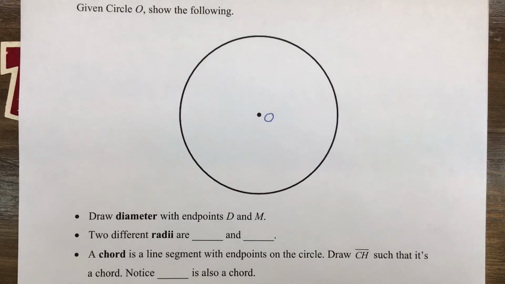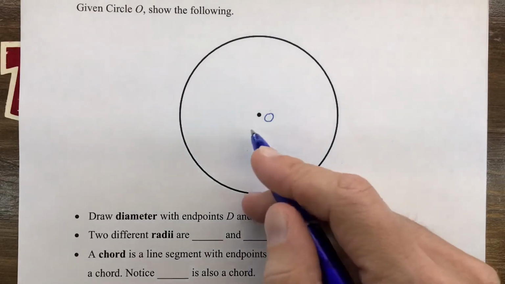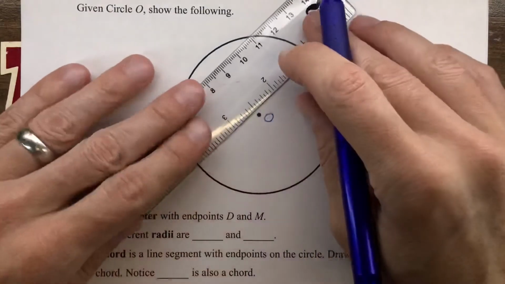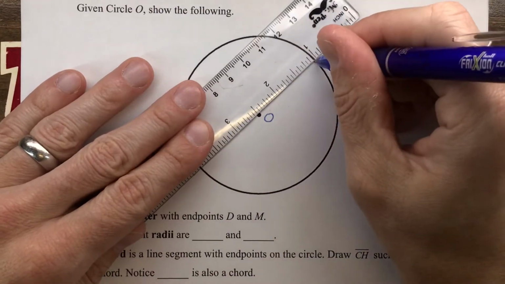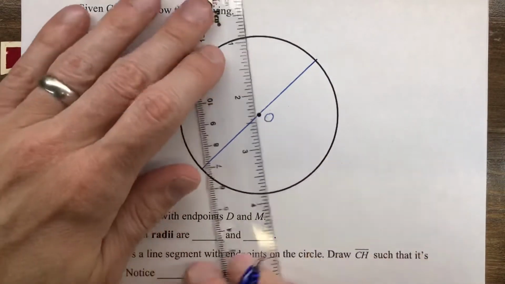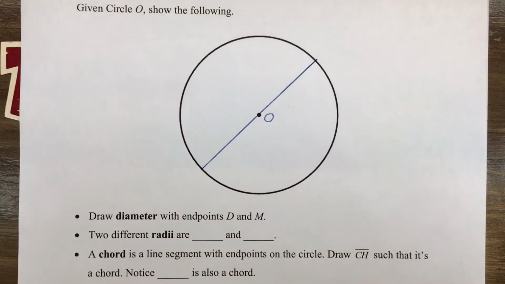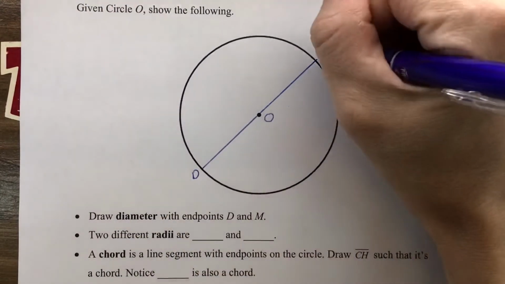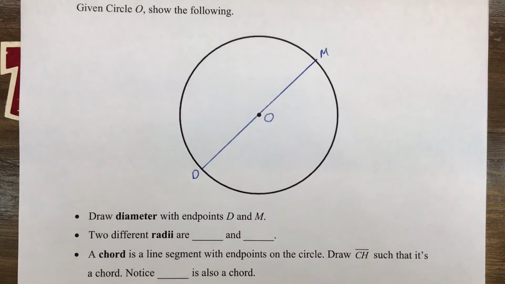First, let's draw a diameter with endpoints at D and M. A diameter is going to be a segment that goes completely across the figure, passing through the center. So we can literally draw that anywhere we want in the picture. I'm going to try and draw it so it doesn't actually go through my O. So this could be a diameter, and again, you could place it in all kinds of different locations. So we can call that DM, give it some endpoints there.